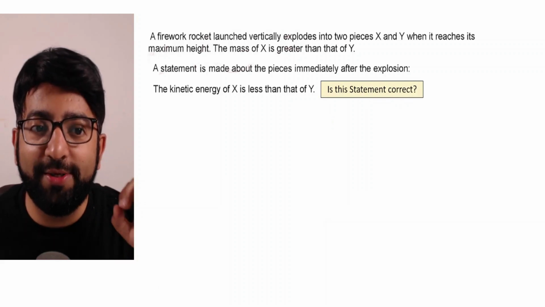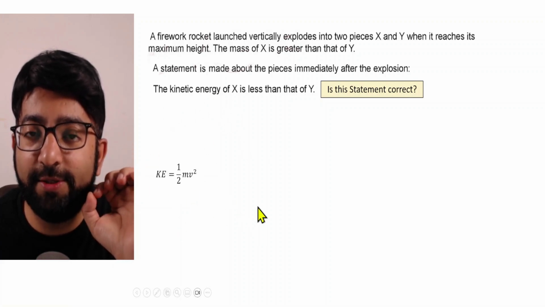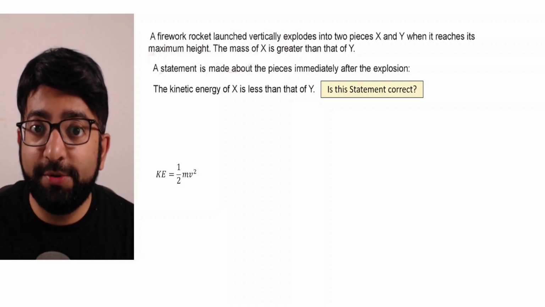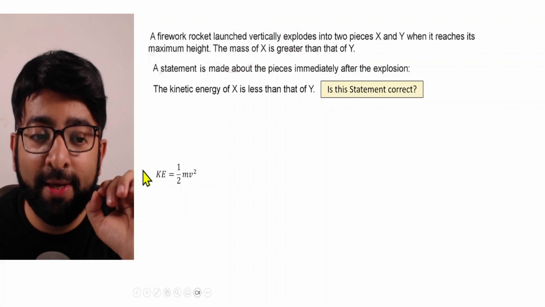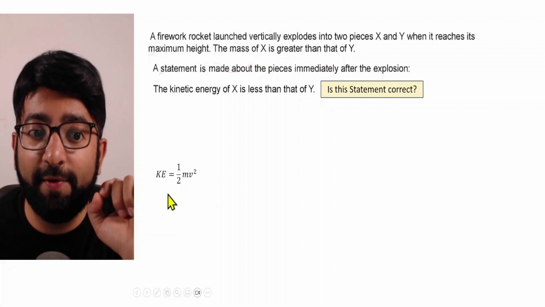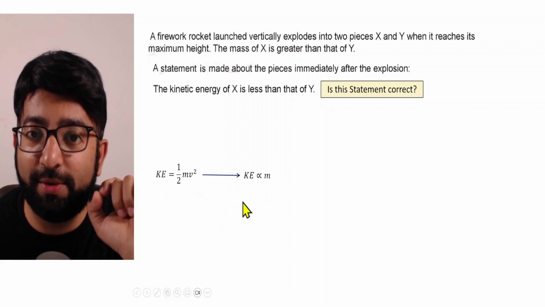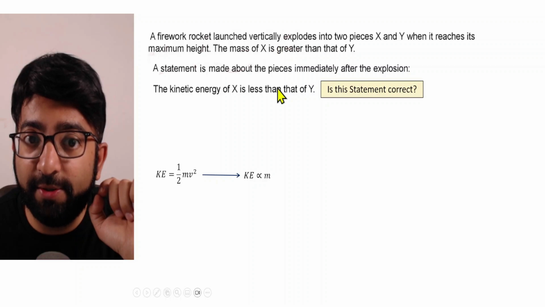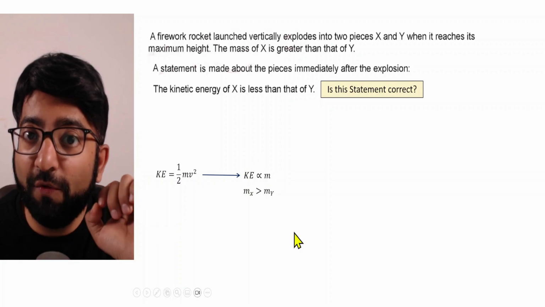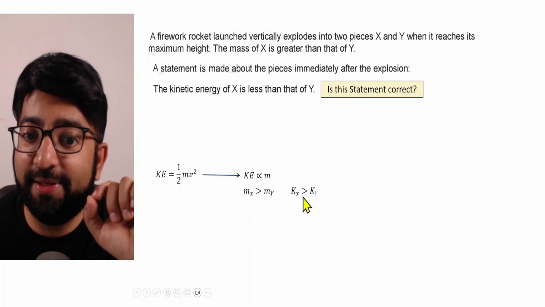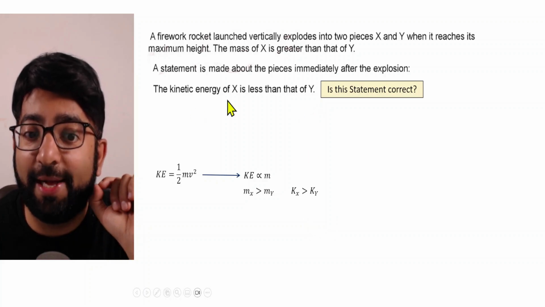Since we need kinetic energy and we know the formula for kinetic energy, half mv square, a lot of students approach this question by just directly reading that the mass of X is greater than that of Y. From this formula, it appears as if kinetic energy and mass are directly proportional. Since mass of X is greater than mass of Y, we can say that kinetic energy of X is greater than kinetic energy of Y, which would mean this particular statement is actually false.